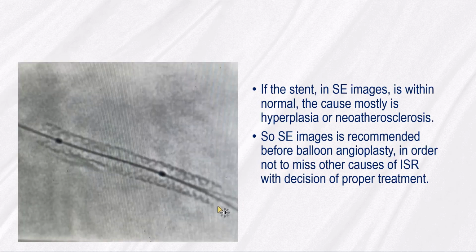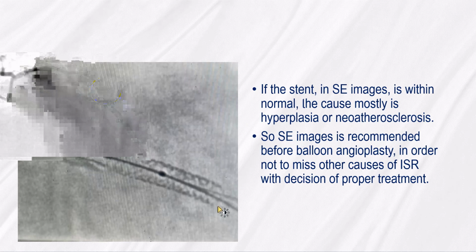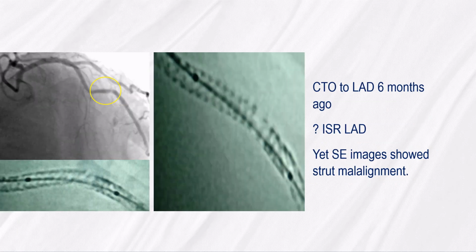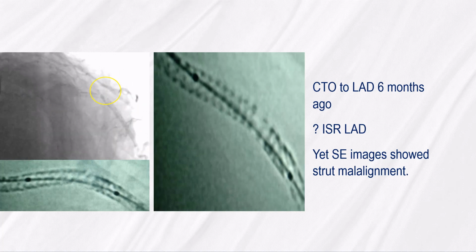If the stent enhancement image is within normal, the cause mostly is hyperplasia or neoatherosclerosis. So, stent enhancement images are recommended before balloon angioplasty in order not to miss other causes of in-stent restenosis, with decision of proper treatment. This patient had a CTO in the LED 6 months ago.